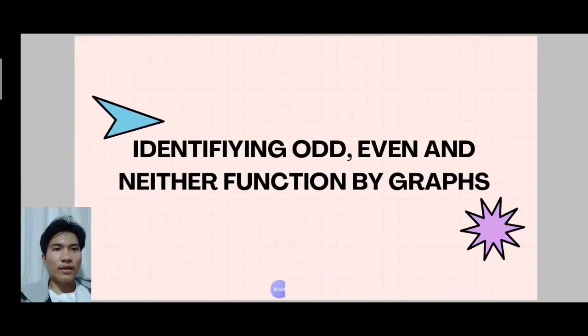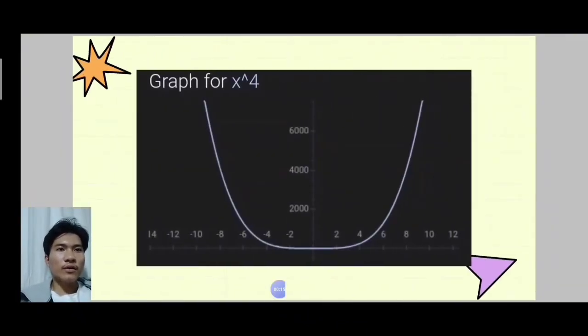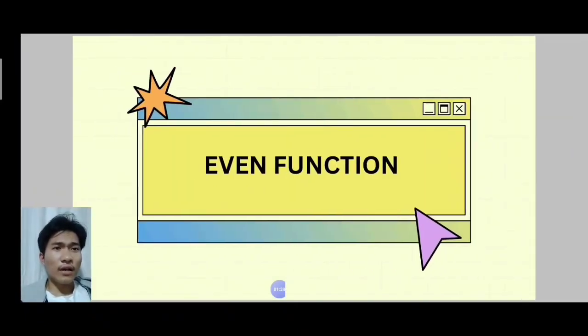Identifying odd, even, and neither function by graphs. Even function: in this graph, f of x is equal to x to the fourth power. The line of symmetry is the y-axis. The left side is the same as the right side, like a mirror of the left side and the right side. So by seeing this graph, we can say that it is an even function.